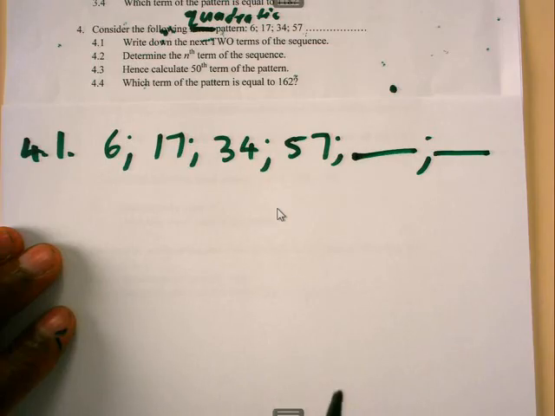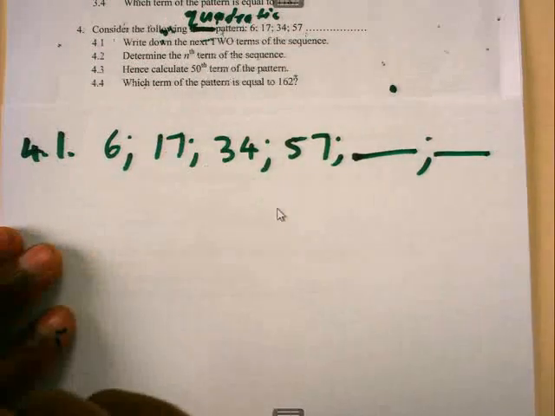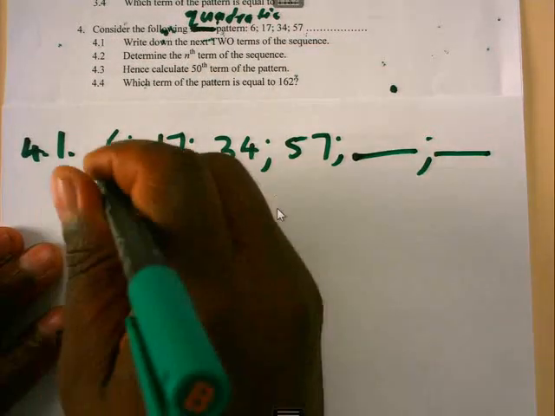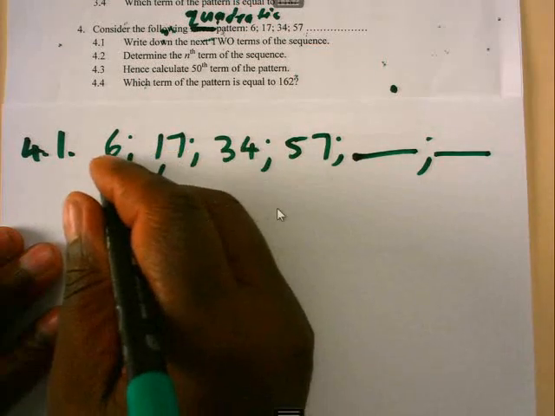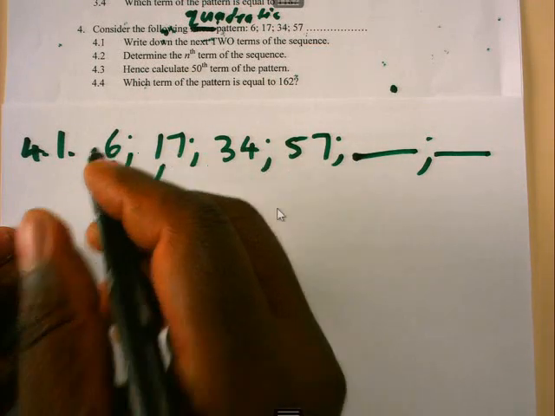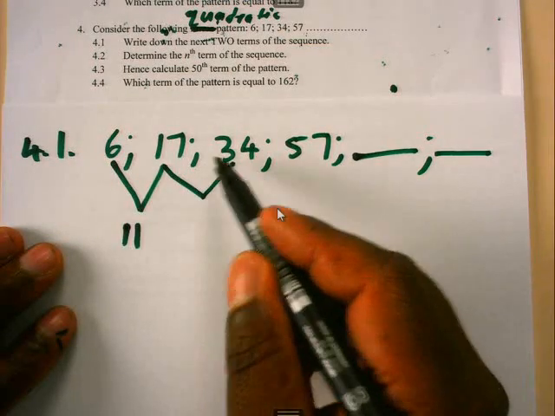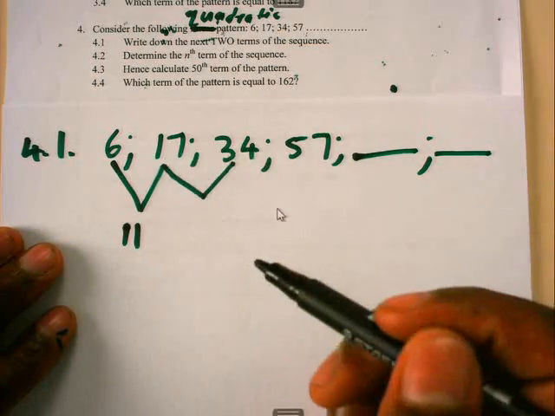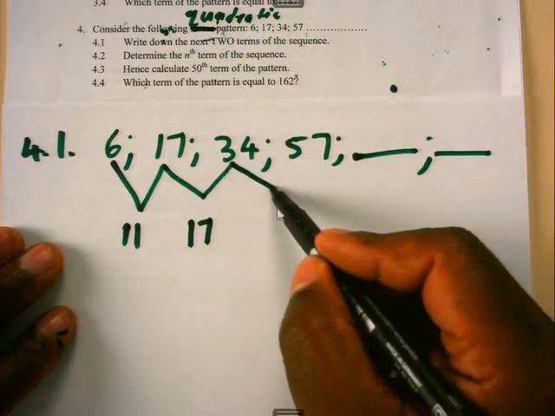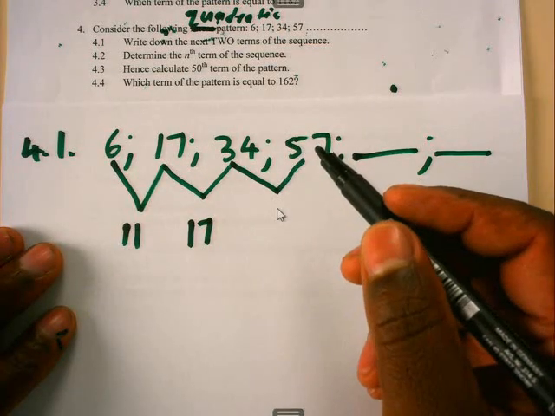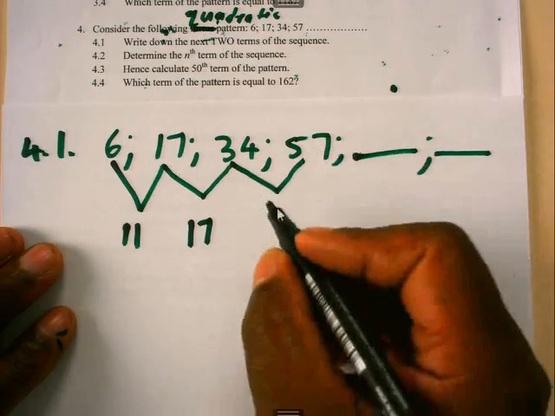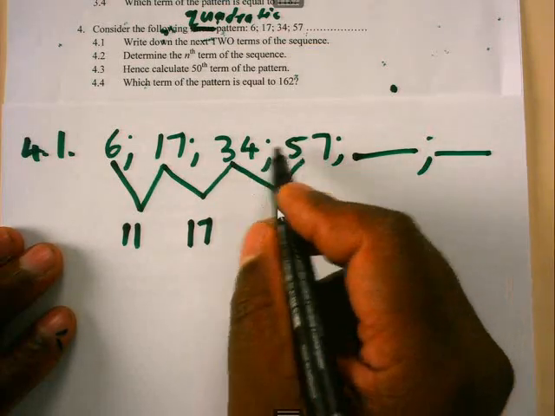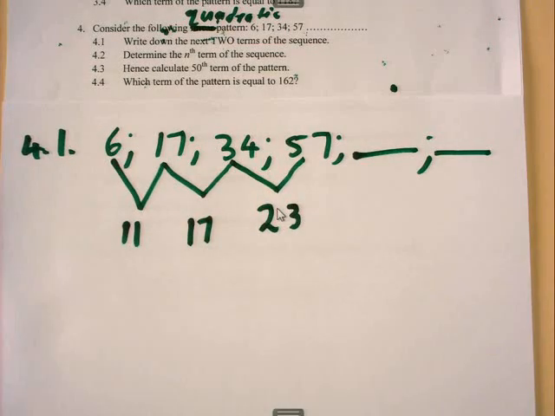It's going to be difficult. But for us to determine the next 2 terms, first remember it is clearly stated it's a quadratic pattern. So let's determine the first difference. 17 minus 6 will give you 11. 34 minus 17 will give you 17. 57 minus 34 will give you 23.